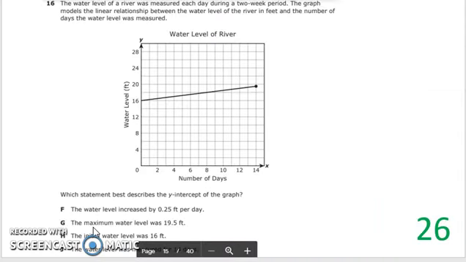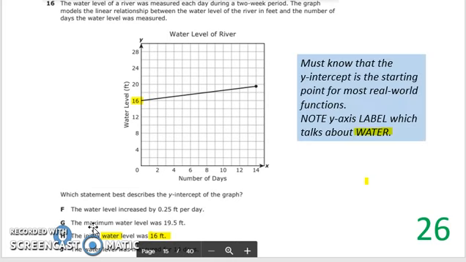Alright, on this one we have a graph, and the question is which best describes the y-intercept. Well, guess what you need to know? You need to know the y-intercept. So make sure that you don't get careless. Make sure you note the scale changes and go with what is clear. So this one is kind of just knowing what a y-intercept is. Okay.